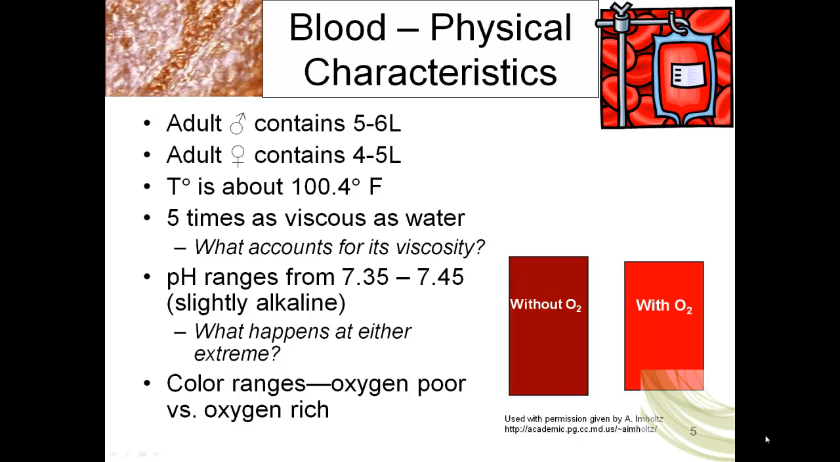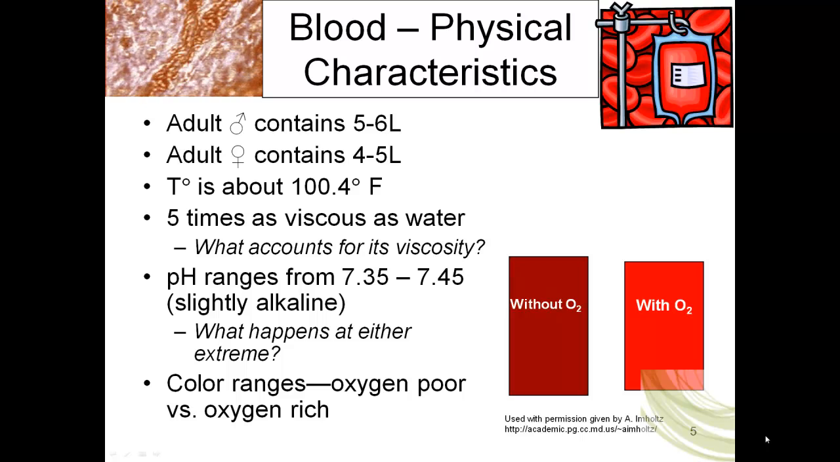So what are some characteristics of blood? Well, the adult male has more blood than the adult female, typically. The adult male has about 5 to 6 liters, whereas the adult female has about 4 to 5. For our class, for testing purposes, we're going to pretend that we are unisex, and we're going to just stick to 5 liters. The temperature of our blood is about 100.4 degrees Fahrenheit, and it is true that blood is thicker than water. It is 5 times more viscous than water.